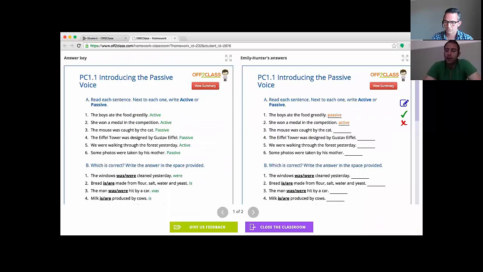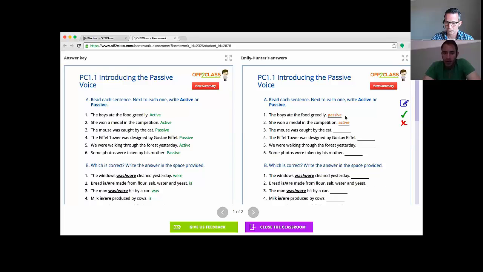I like to use Off to Class to take up the homework with my student live on the next lesson. It can be a great opener to close the last lesson that you just taught, spend 10 or 15 minutes bringing up the last lesson with your student. And as you can see, we've got Emily's answers on the right and the answer key on the left. And Emily's answers will highlight in orange if they differ from the answer key.